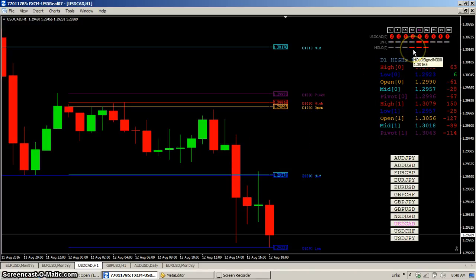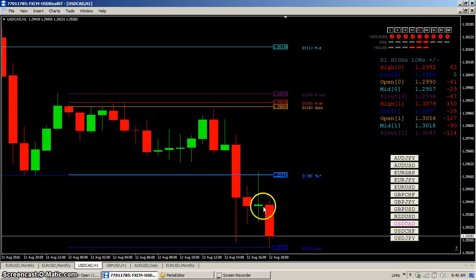What the indicator is telling us right now is that on the M30 chart period, there's a Holo trade. On the H1, there's a Holo trade. In other words, here's the lowest open for the dollar Canadian. Price is below it. So there's a possible Holo trade.